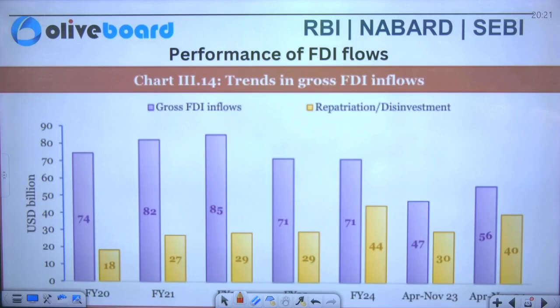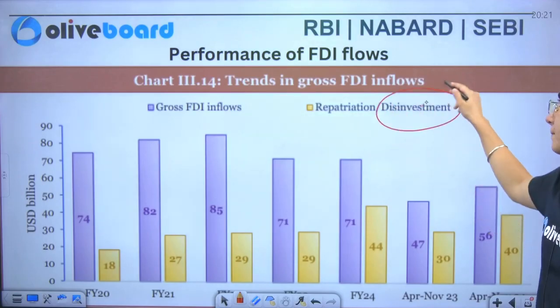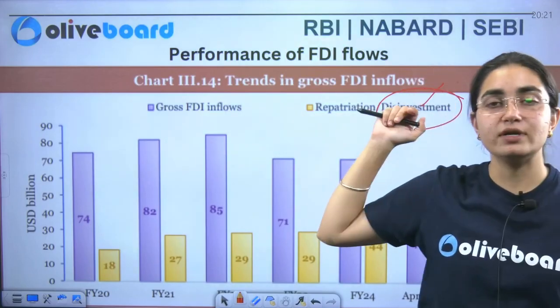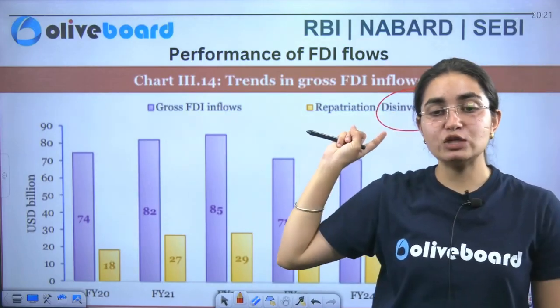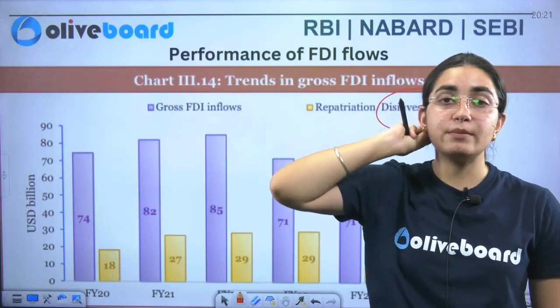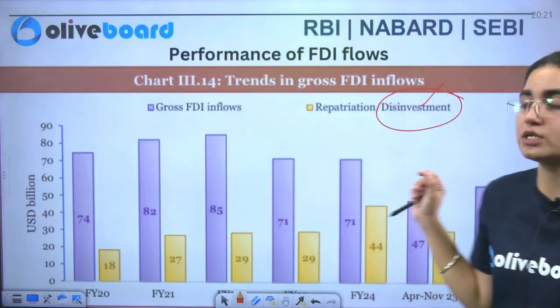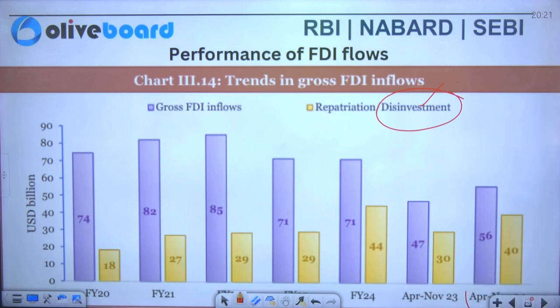Okay. Now what is the performance of FDI flows, that is your foreign direct investment. Gross one is in purple, and your disinvestment, as in what did the government do? The government-owned companies, they sold some shares to our private players. That is called your disinvestment. It is including the amount of money that is coming to the government of India through disinvestment. That is what is included here. If you talk about the March to April period, you can see the gross FDI inflows is 56%, and if I talk about dollars, $56 billion. Similarly, your disinvestment is $40 billion.